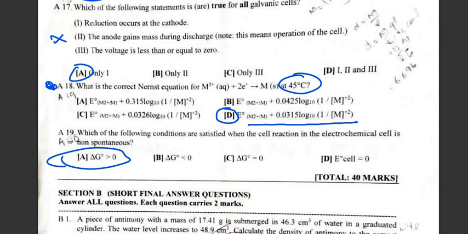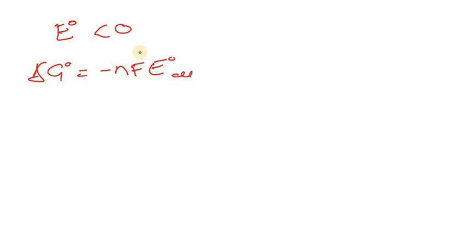Then the last question, they're asking for the value of G if the reaction is non-spontaneous. So if the reaction is non-spontaneous, our E cell is always going to be less than 0. Then we know delta G is negative n F E. So if this is negative, negative, and negative, that is going to give us positive, meaning G will end up being bigger than 0.